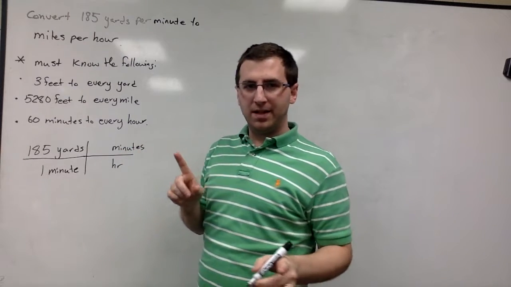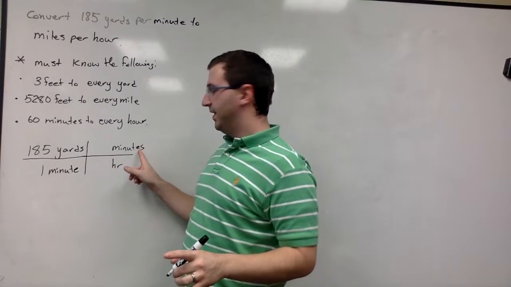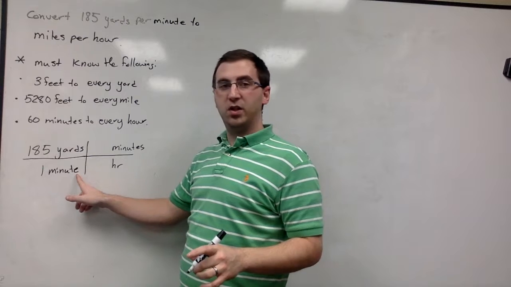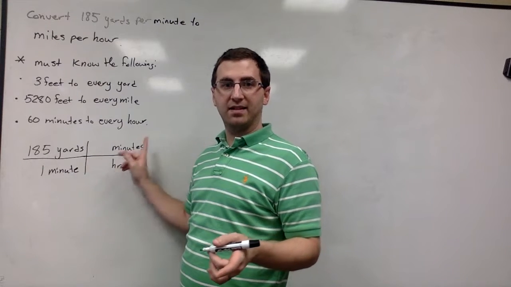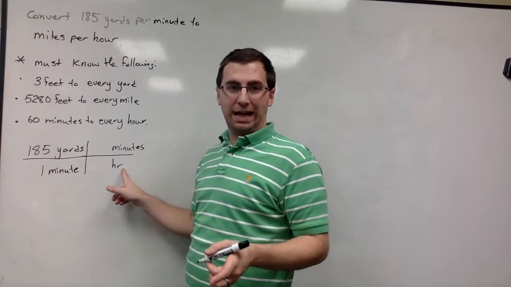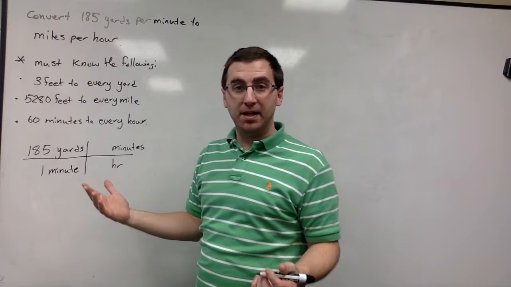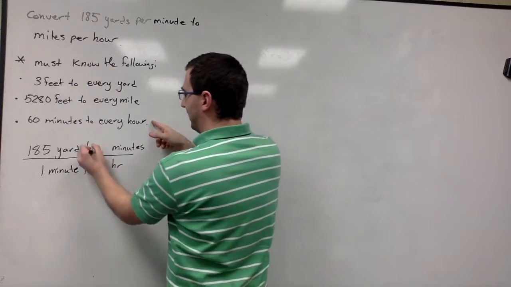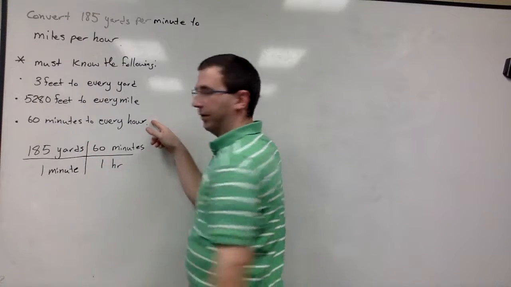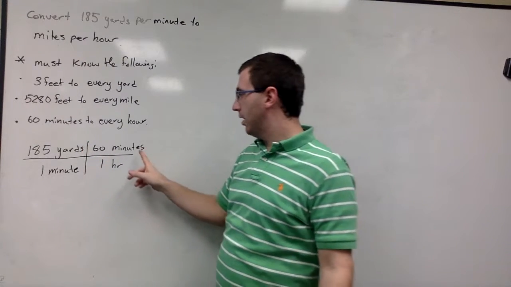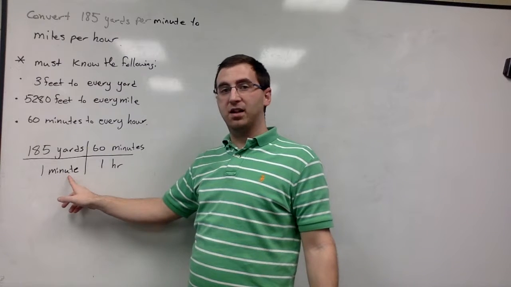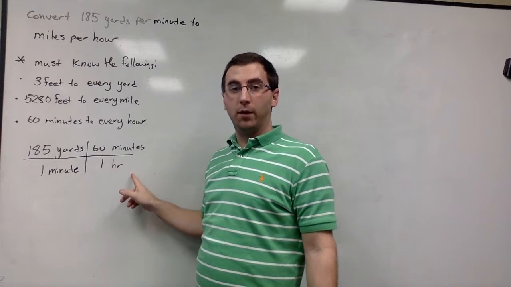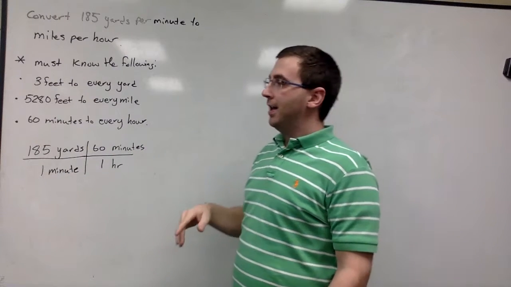The reason why we put the minutes up at the top is because this unit up here is going to cancel out with this unit down here. Okay, so it cancels out the minutes, and we're only left with the hours on the bottom. Now, how many minutes are there per 1 hour? Well, that's where this guy comes in. 60 minutes to 1 hour. All right, so later on, we're going to cancel out these minutes, and all we're going to be left with is something over hour, something per hour.